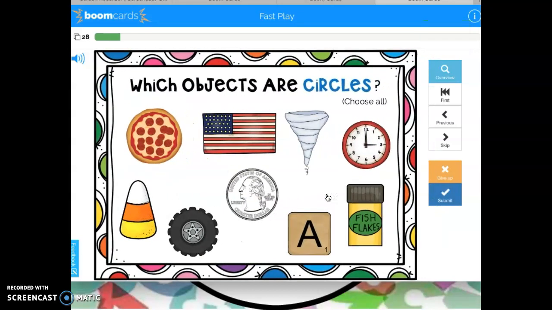Okay. All right, boys and girls, I hope you enjoyed the boom cards, and I hope you learned that vertices, even though it sounds scary, it's very, very easy. And just keep practicing.